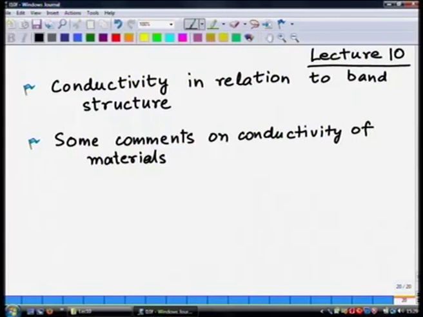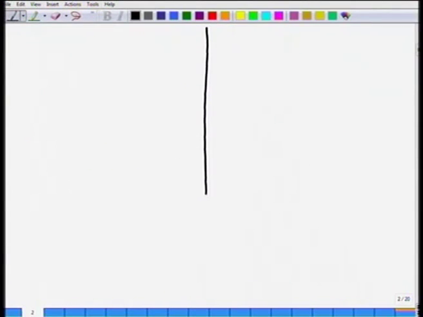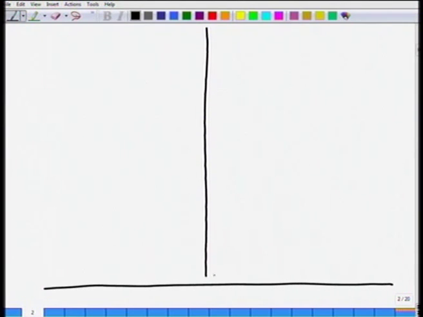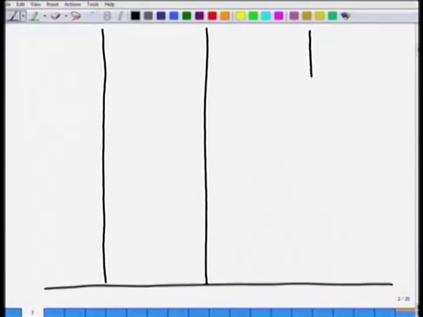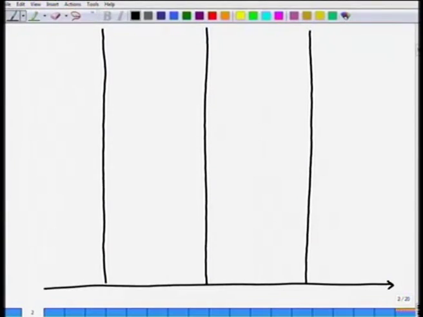I am going to plot 4 different bands on an E versus K diagram, only up to the first Brillouin zone. So, I am marking the first Brillouin zone. This is K and this is energy, and here are π/a and minus π/a showing the Brillouin zone. Here is 0. I am now going to draw 4 different bands right here.